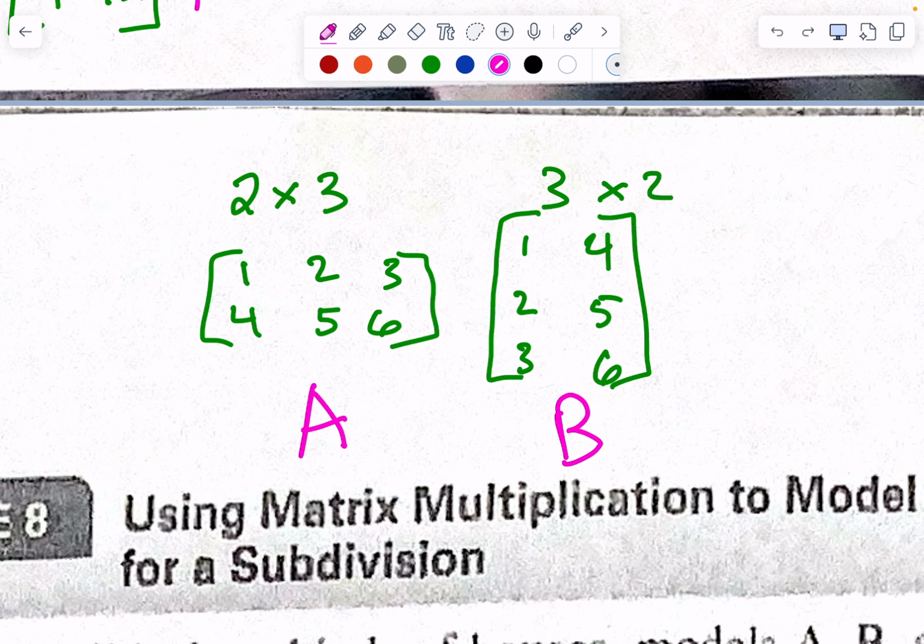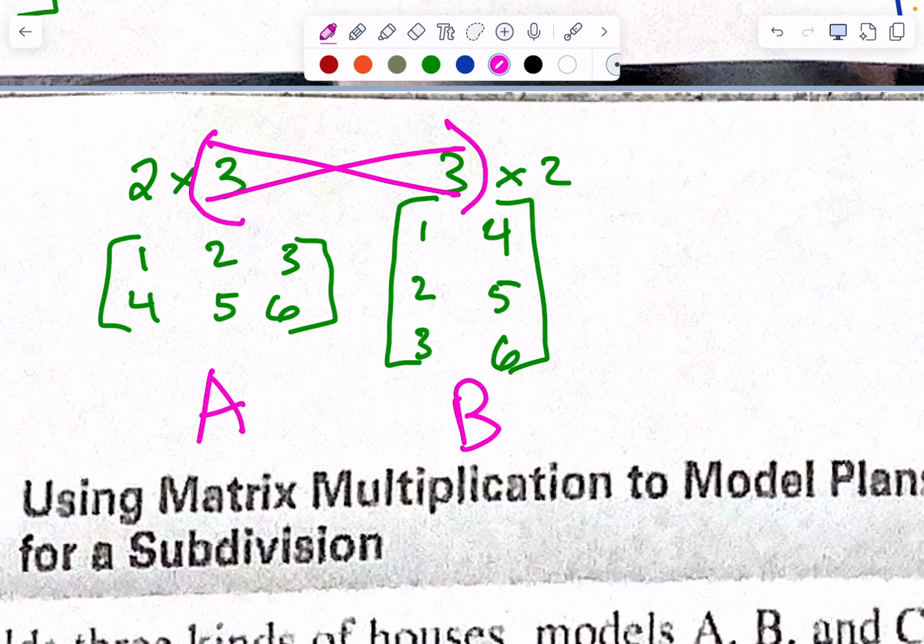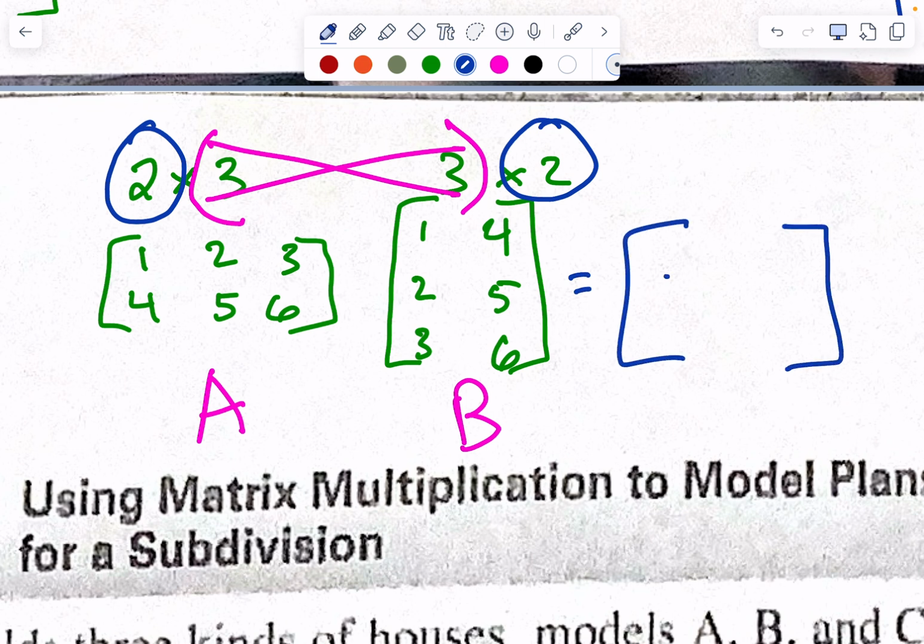You can only multiply matrices together if their middle dimension right here is the same number. 2 by 3, 3 by 2. That 3 in the middle is the same number. After you cancel those out, I will be left with a 2 by 2 matrix. It'll be a 2 by 2 when he's done. Got it?